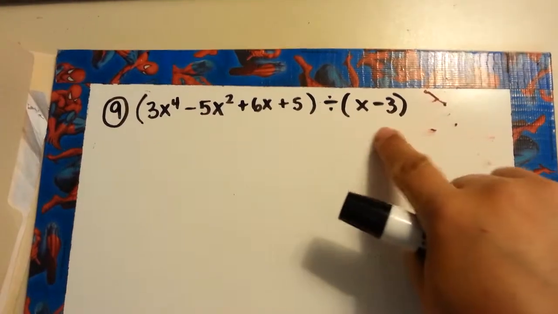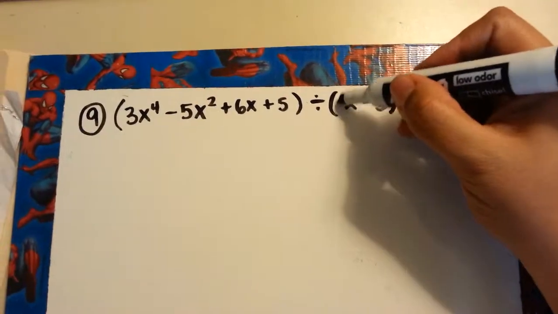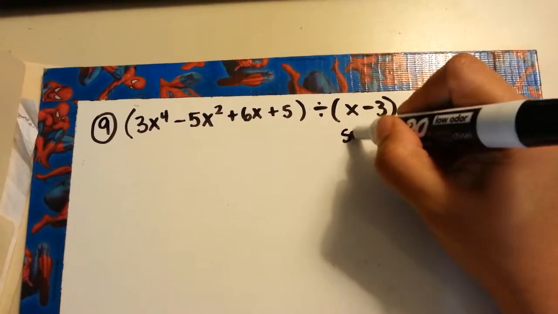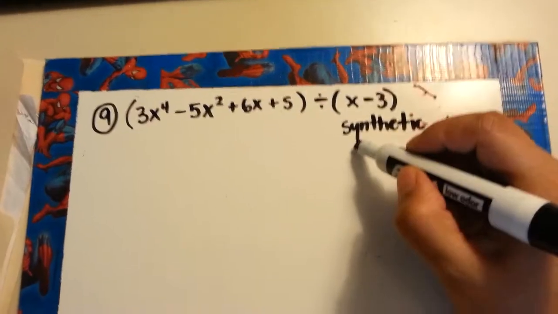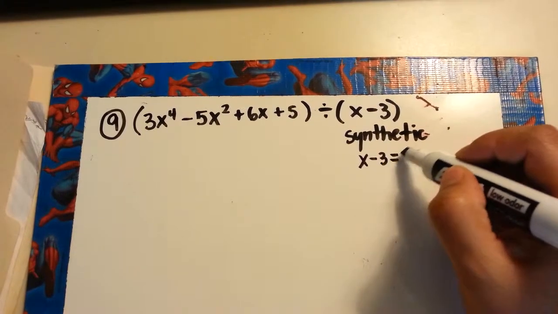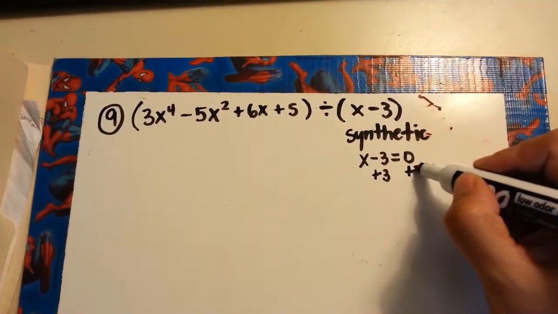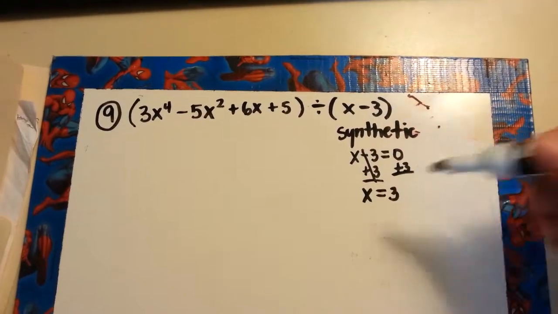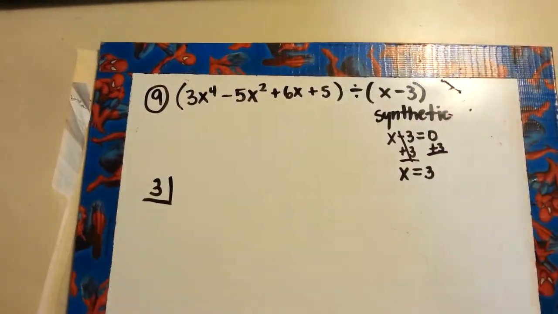Alright, in problem number 5, you're given a polynomial and you're asked to divide by x minus 3. Now, if you look at this one, the leading coefficient is a 1. It's degree 1. So here you can use synthetic division. What's going to be the x value? Well, we have to solve for it. We have to set it equal to 0. And then solve for x. I'm going to add 3 to both sides. I get x equals positive 3. So 3 is the x value that I'm going to use in synthetic division.